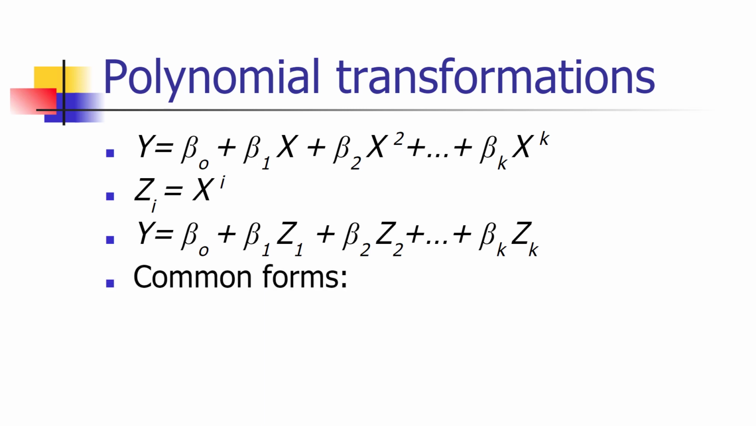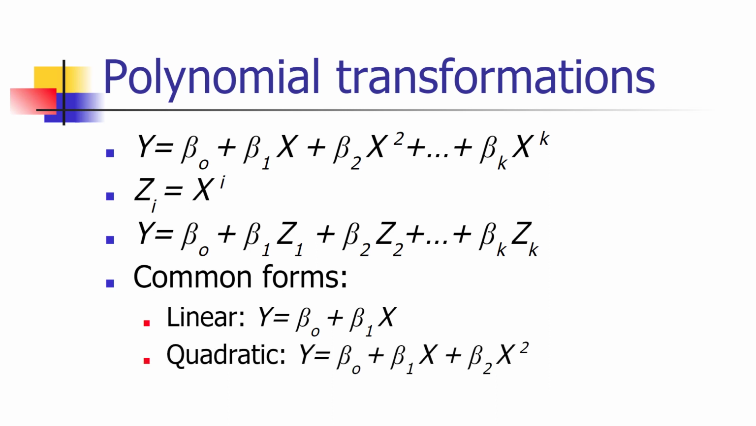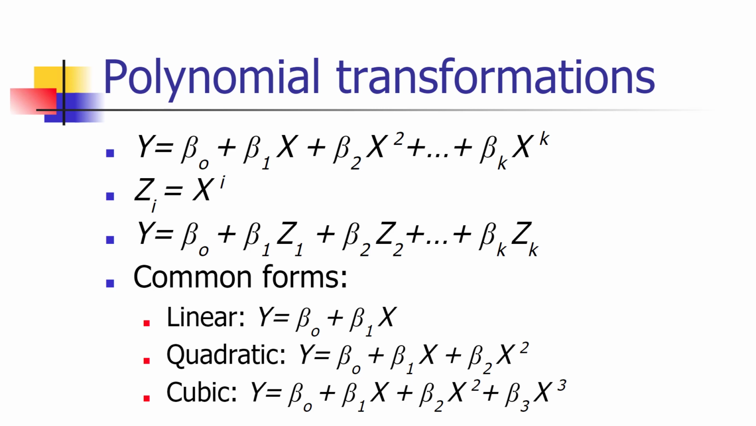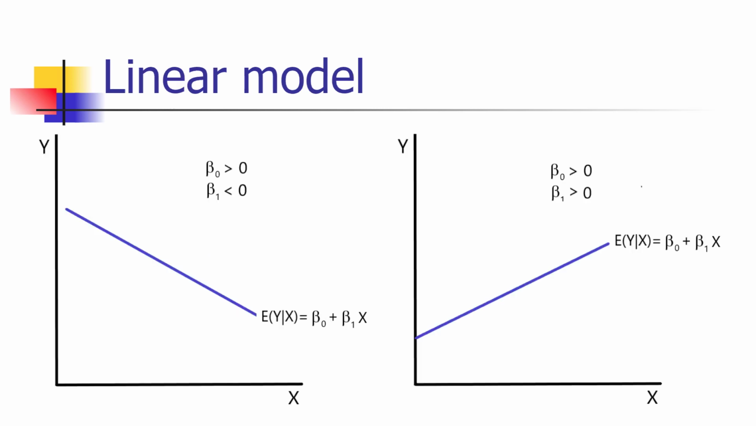In practice, though, the most common forms of polynomials that are used are linear models, which we've already seen, quadratic models, which are used very often in econometrics, and occasionally cubic models. It's very rare that you will need a polynomial of order greater than 3 to approximate most of the relationships that we see in applied econometrics. Linear models are pretty straightforward. They're either downward sloping or upward sloping, depending on the value of beta 1, as we've talked about before. If we have a relationship that appears to be linear between y and x, then a linear model is appropriate.